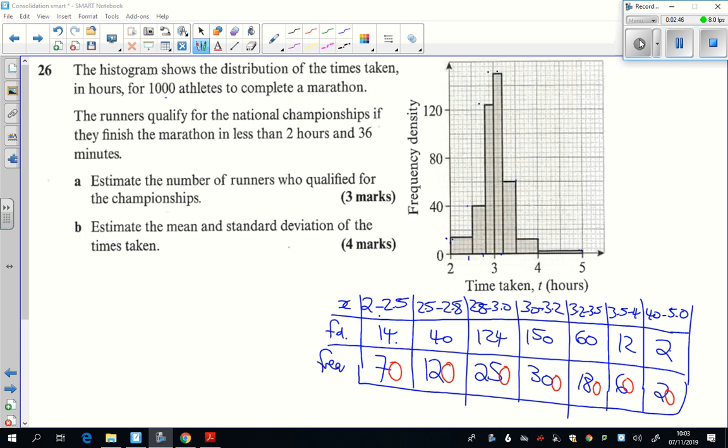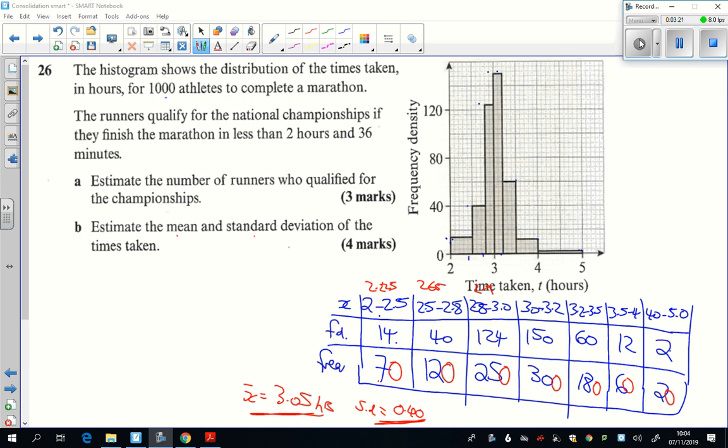To find out what the mean and the standard deviation is then, I'm just going to tap into the calculator all the midpoints of these. So a 2.25 here, a 2.65 there, a 2.9 and so on. Tap those values in and the frequencies in, and that gives me that the mean for these people is 3.05 hours, amazingly quick, and a standard deviation of about 0.4. It's still not what's given in the answer book, but that's as close as I could get.